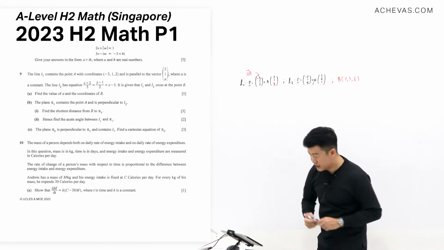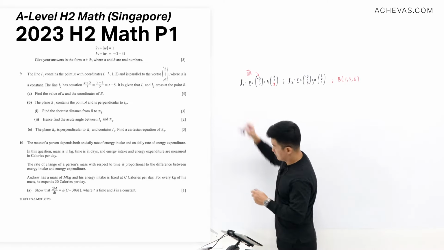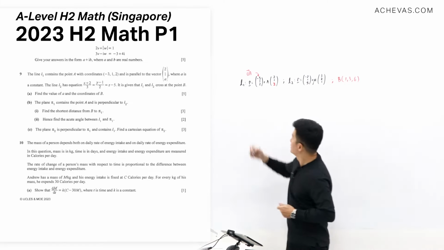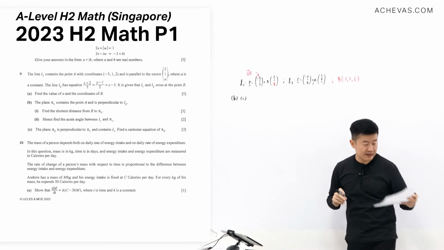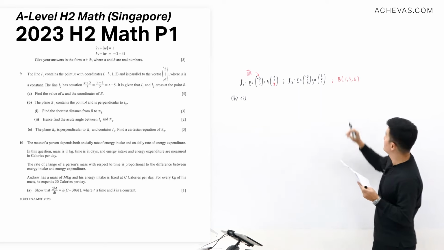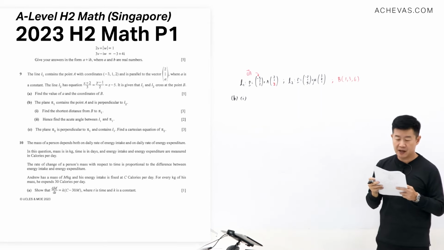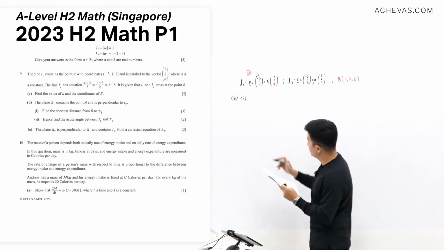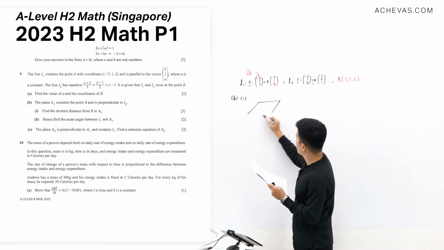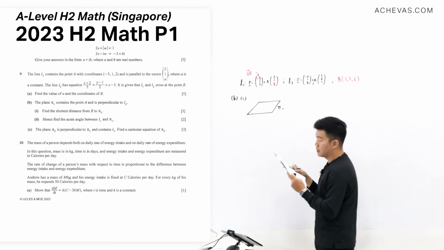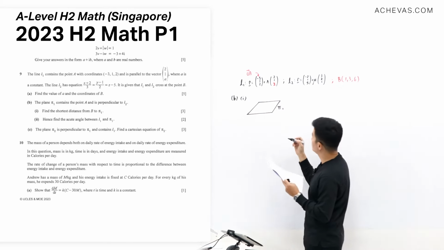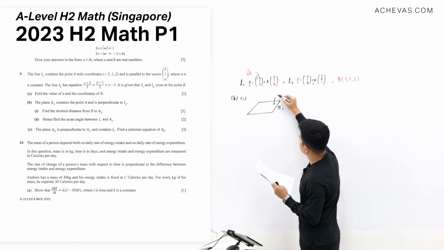So for part B, which has two parts, let's look at part B. For part B, part 1, we are going to be analyzing the shortest distance from point B to the plane pi 1. According to the question, the plane pi 1 contains point A. Let me draw out a simulation of pi 1. So this is, let's say, point A, which has a coordinate of (-3, 1, 2).